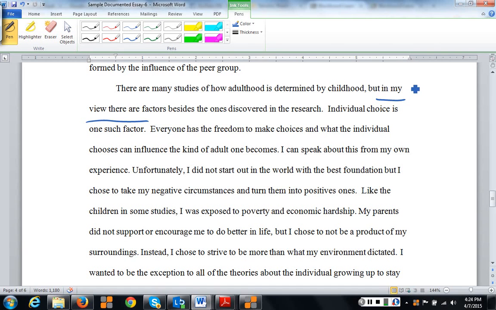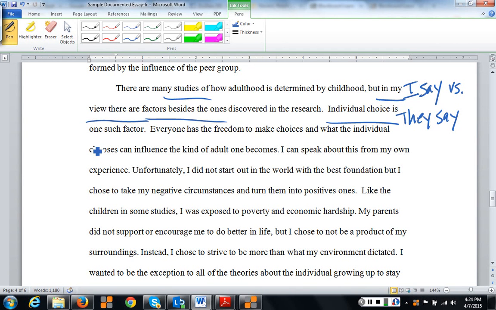She is bringing in the I say, and she is contrasting it, I say versus they say. Meaning that when the author comes to what she has to say on the subject, she is still keeping in mind what they have to say on the subject. Many studies say one thing, I say something else. In my view, there are factors besides the ones discovered in the research.